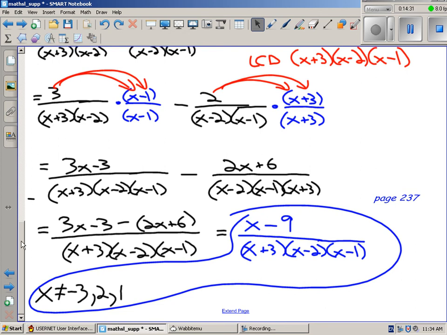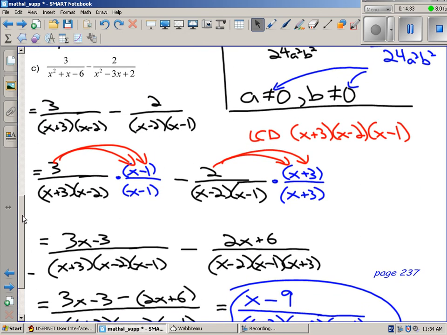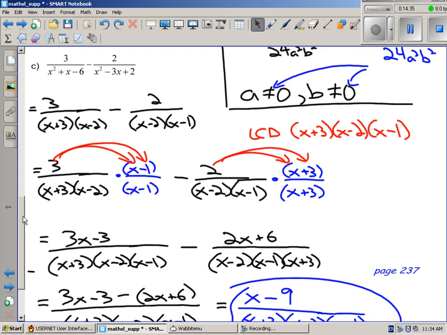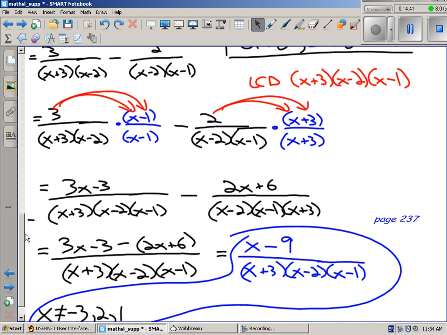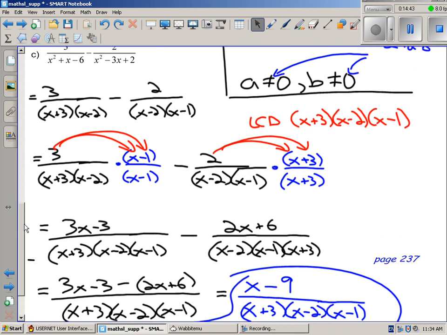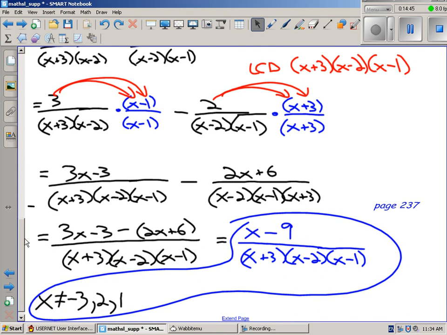Now, it does seem a little bit painstaking to go through this. Once you get the hang of it, you should end up taking about, I don't know, 3 minutes maybe on a question like this. But our final answer looks a little nicer than what we started with.